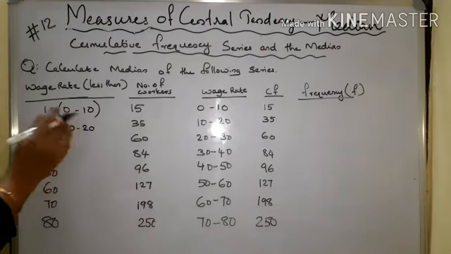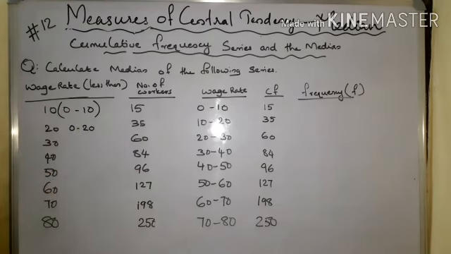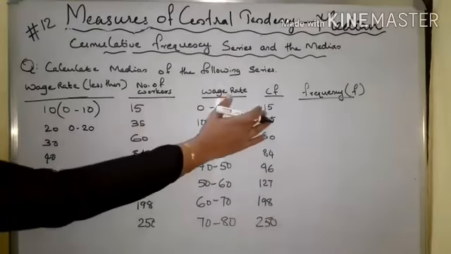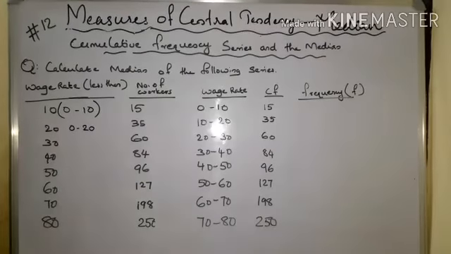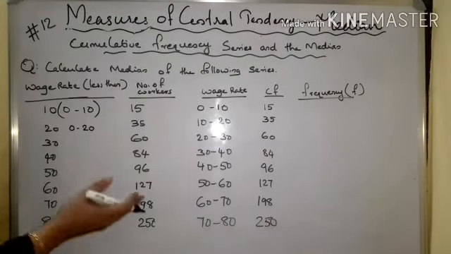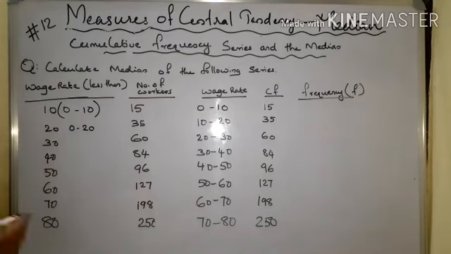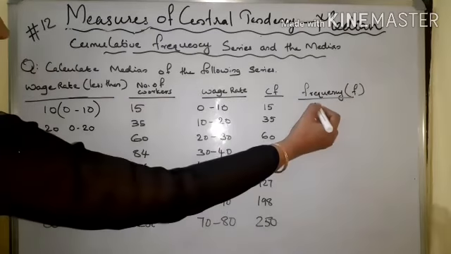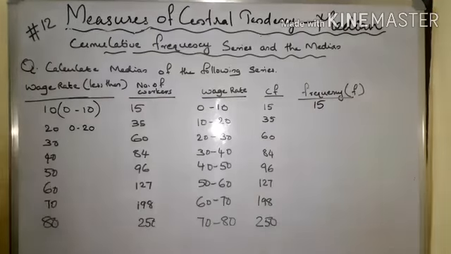For 0 to 10, the cumulative frequency is 15. The frequency given in the question is 15, and the actual frequency is also 15. Then the next one is less than 20.